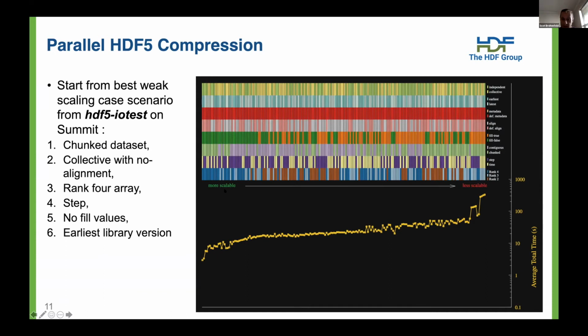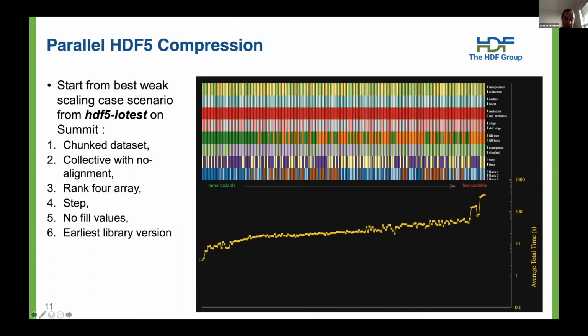So what we did was, if you look here, the colors correspond to the rank 2, 3, 4, and then the time step is the purple and yellow, and it goes up to contiguous chunks, whether you did fill, whether you're doing alignment. For this, we didn't check the metadata, the library version, and then the independent. And what we did was rearrange those parameter spaces from the best scalability results all the way to the least scalable results. And this is the average time.